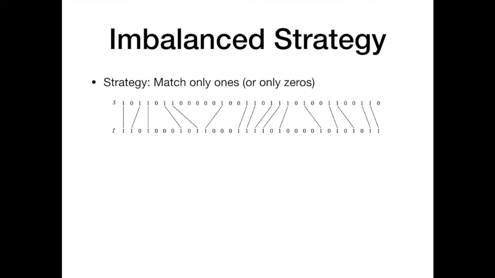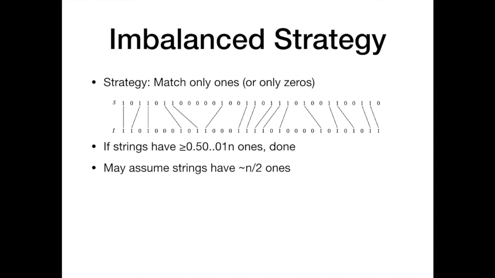So for this weaker result, you only need two matching strategies, the imbalance strategy and the green strategy. The imbalance strategy just matches all the ones or all the zeros. Because we do this pigeonhole to select our two strings, they have the same number of zeros and ones, and so if you match all the ones, and let's say both strings have at least n over 2 plus some delta n ones, then you've already found a long common subsequence and you're done. Similarly, if you have at least that many zeros, you're also done. So we may assume that our string is roughly balanced, roughly has n over 2 ones.